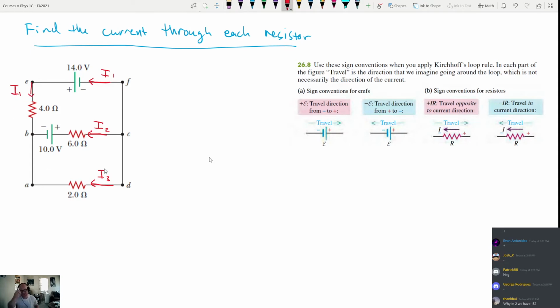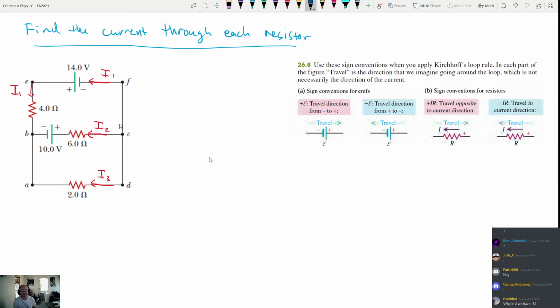And I just want to emphasize that if, for whatever reason, you think that you have to think about the direction of the current before you write it down, you're wrong. You can just pick a direction. And if at the end you picked the wrong direction, your answer will come out as negative, so it doesn't really matter.